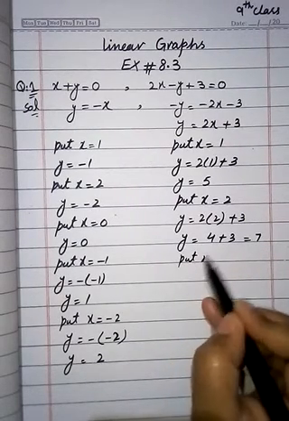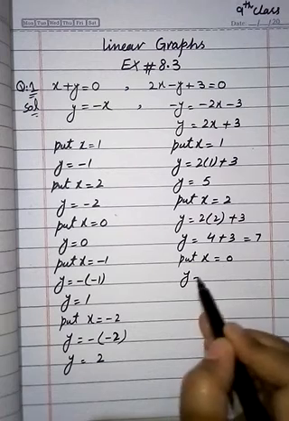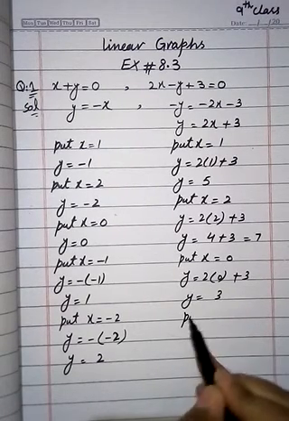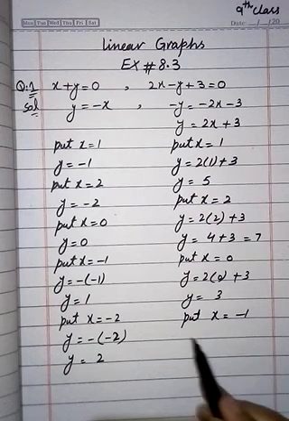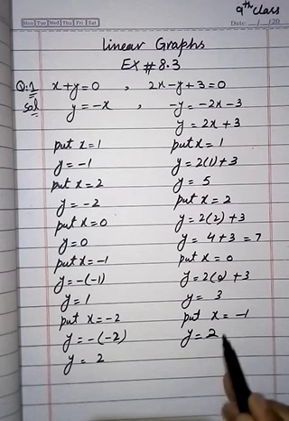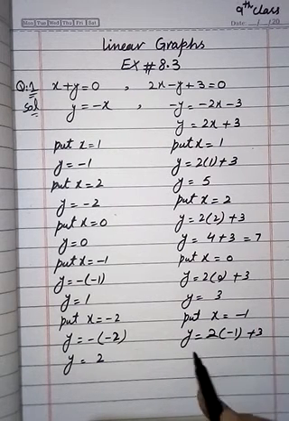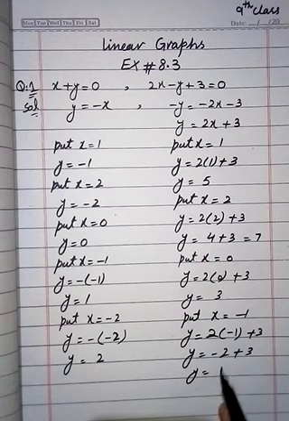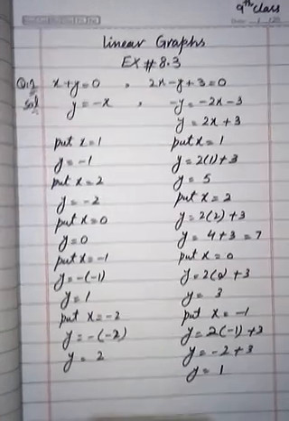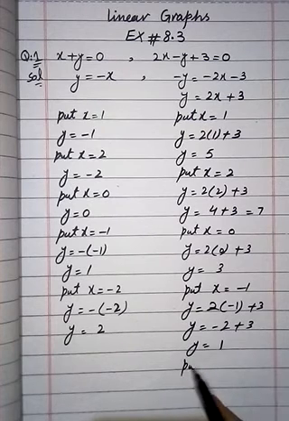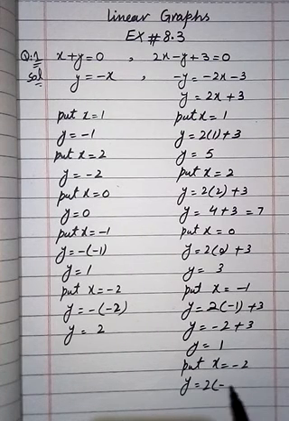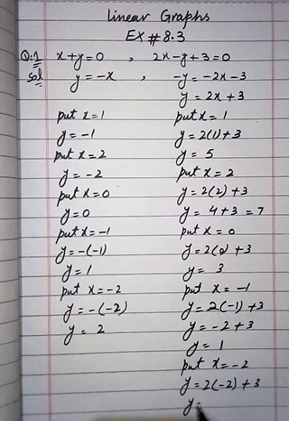Now put x equals to 0. You have to get y equals to 2 into 0 plus 3. So y equals to 3. Now put x equals to minus 1. Now you have to get 2 into minus 1 plus 3. So you have to get minus 2 plus 3. So y equals to 1. Now you have to put x equals to minus 2. Now you have to get y equals to 2 into minus 2 plus 3. So y equals to minus 4 plus 3. So equals to minus 1.